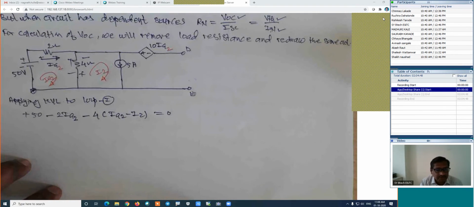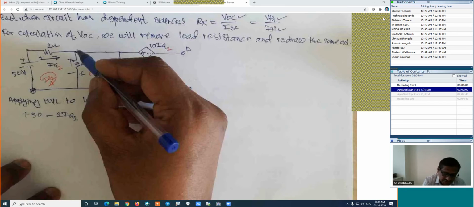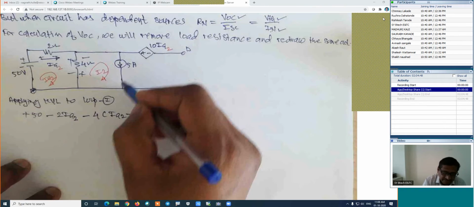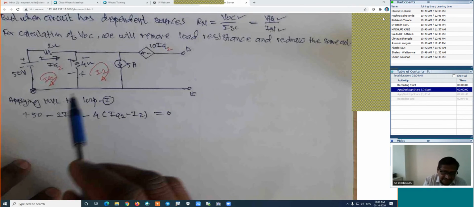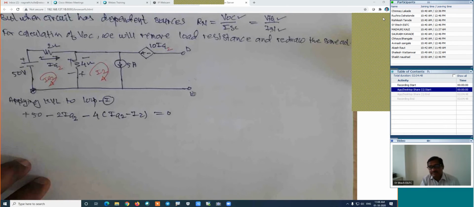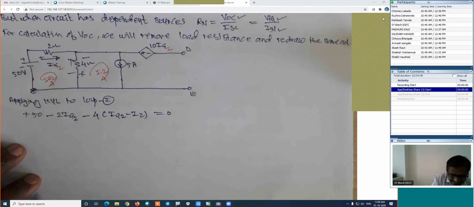Otherwise, we can use nodal analysis also. This is one node, this is the other node, this is one branch, second branch, and this will be the third branch. Here one equation comes with only one unknown. That will be simpler, but I'm using this method.